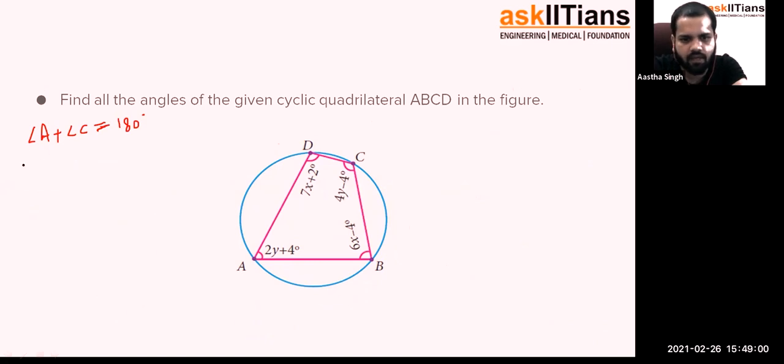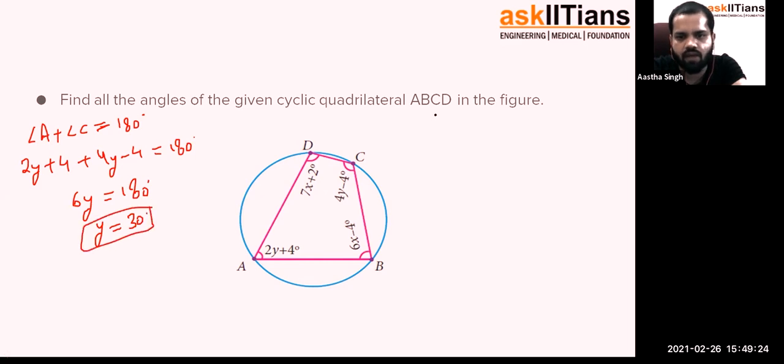What is angle A? Angle A is 2y plus 4. What is angle C? Angle C is 4y minus 4. The sum is equal to what? 180 degrees. So plus 4 and minus 4 will cancel out. 4y and 2y will equal 6y is equal to 180 degrees. It means y will be equal to what? 30 degrees.